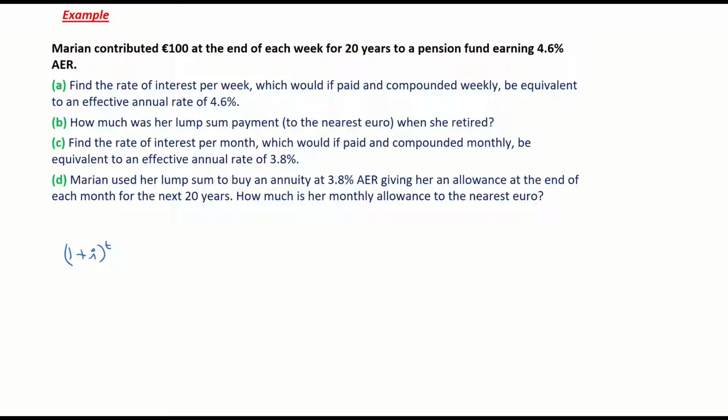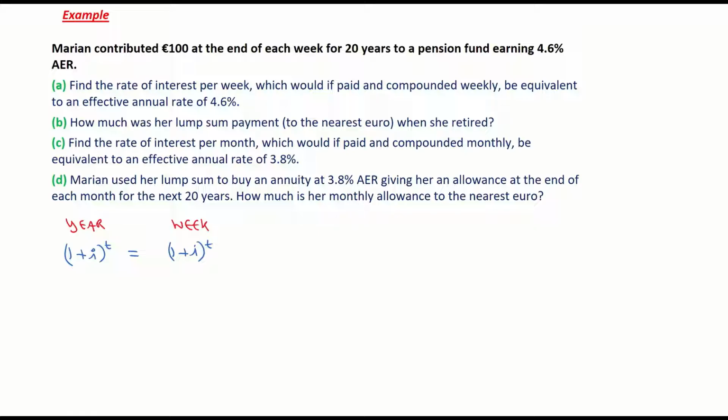And I'm going to look at it for two parts. I'm going to look at it for the year, and I'm going to convert it or compare it to the weekly. So I'm basically doing it out twice. So 1 plus I to the power of T. And they're going to equal each other.